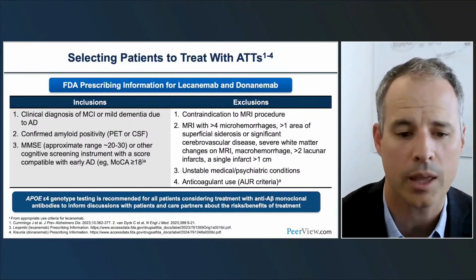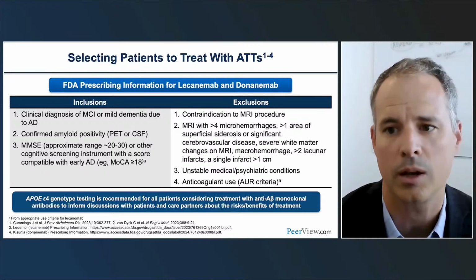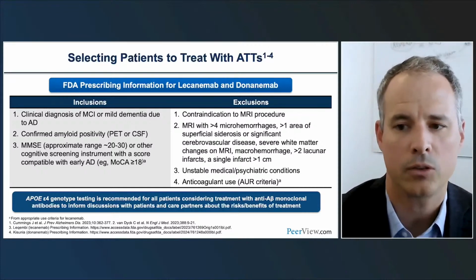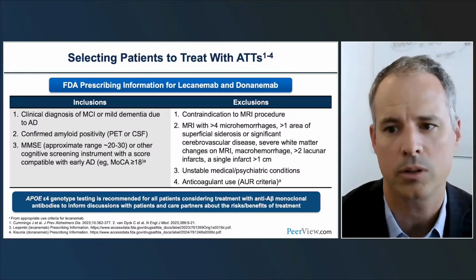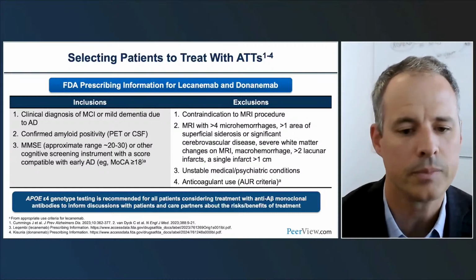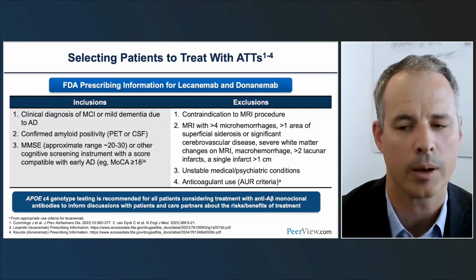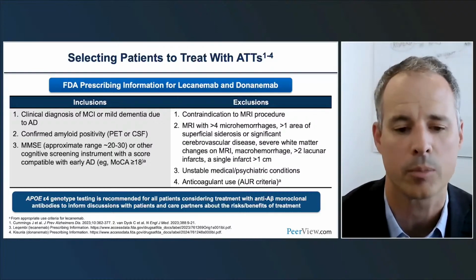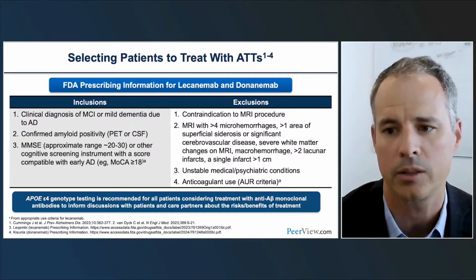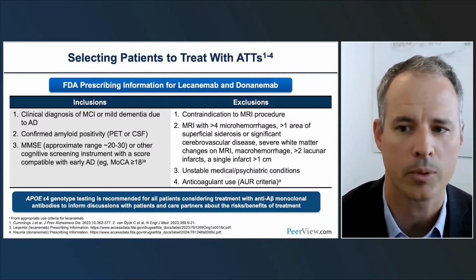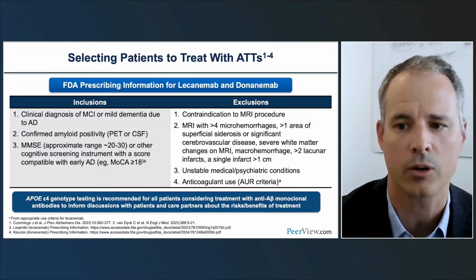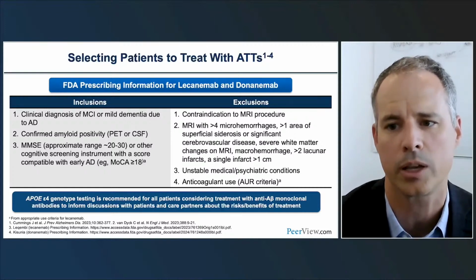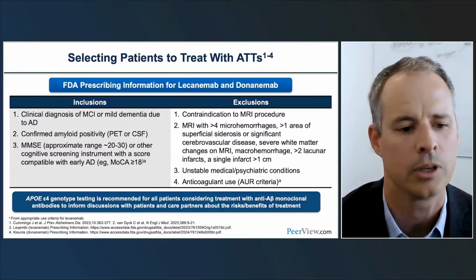It's important to note that anticoagulation use is not associated with an increased risk of ARIA according to the Clarity AD trial, but some of the patients that had these rare, severe outcomes, such as macrohemorrhage, were often on anticoagulants, which has prompted people to be wary of anticoagulation. At our center, we actually still include patients with anticoagulation, and they were included in trials.